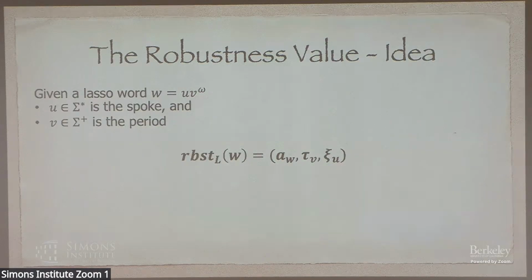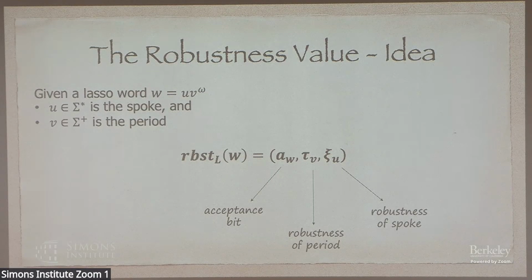Okay, so this is a very rough idea of how this value looks. It's a triple. Again, we work with lasso words, so ultimately periodic words. We call U the spoke of the lasso and V the period. The first element is the acceptance bit, whether the word is accepted by the language or not. The second one is a score that we associate with the periodic part of the word. And the third part is a score that we associate with the robustness of the spoke. And they are computed slightly differently.